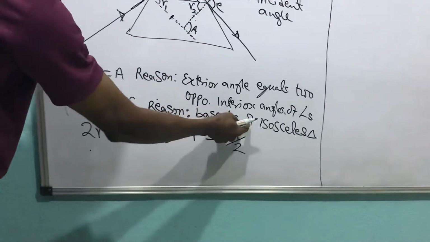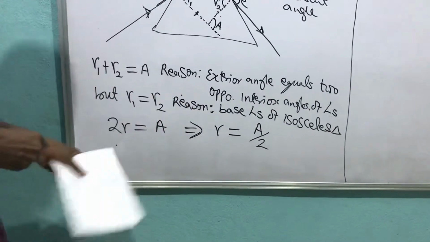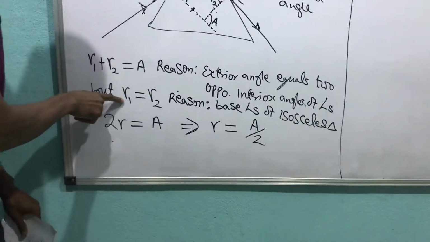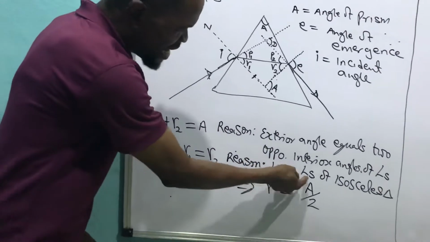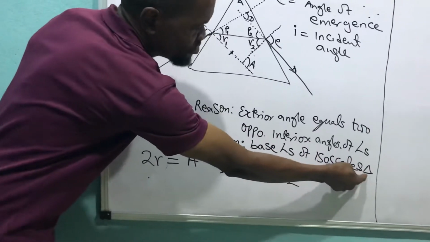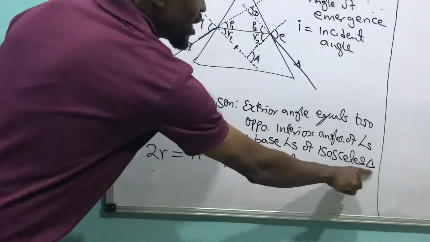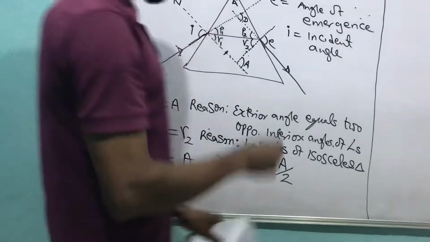Base angles of an isosceles triangle are what? Equal. That's the reason for this. Why did I say this? That R1 is equal to R2. I say the reason: base angles of isosceles triangle. This stands for triangle. These angles. Okay, then let's move here.